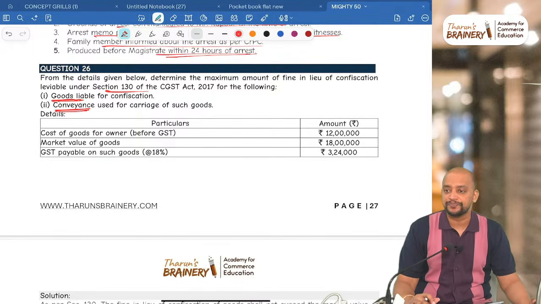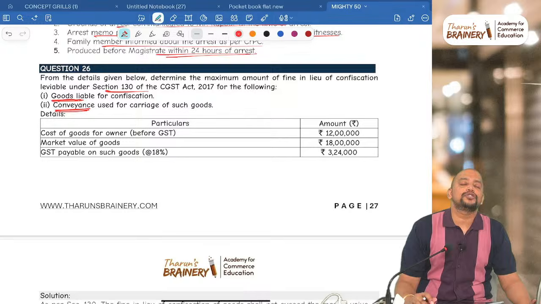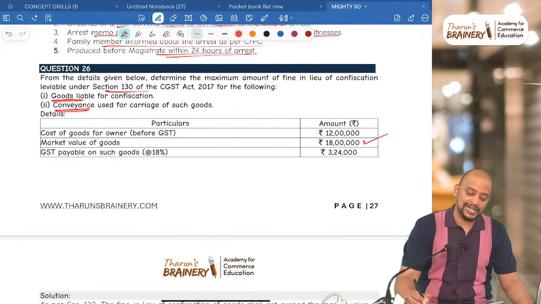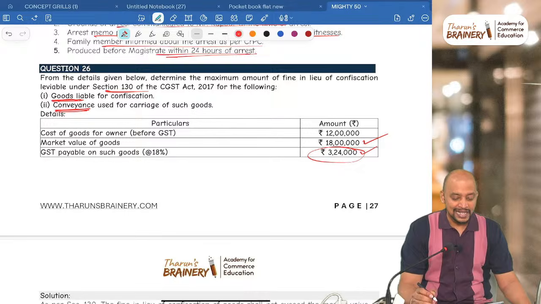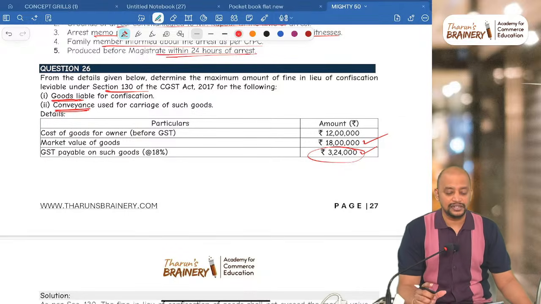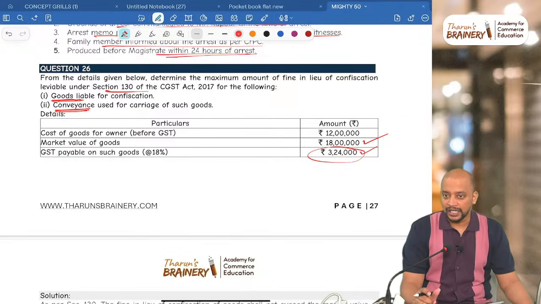Maximum fine: market value of the goods minus tax chargeable thereon. What is the market value of the goods? 18 lakhs, minus tax chargeable thereon 3,24,000. So therefore 18 lakhs minus 3,24,000 should be taken. And this is the total. Then what is the fine under CGST Act?